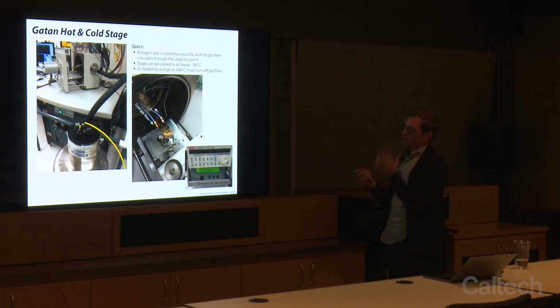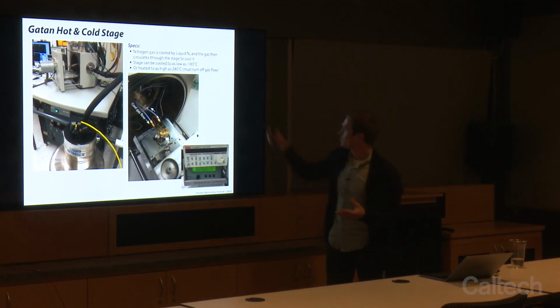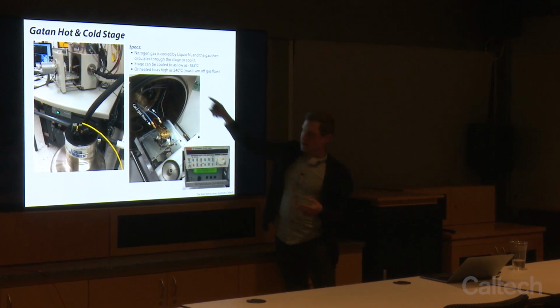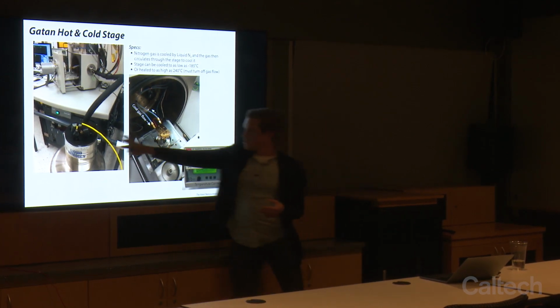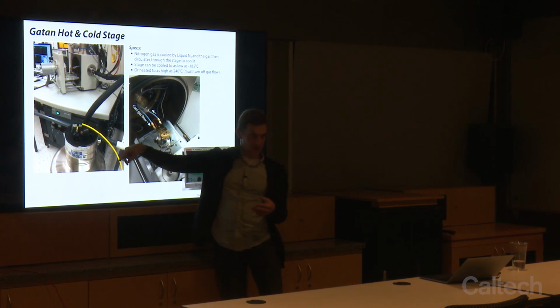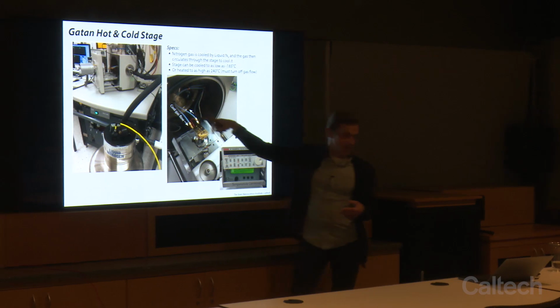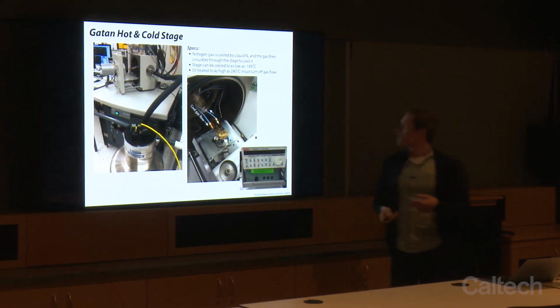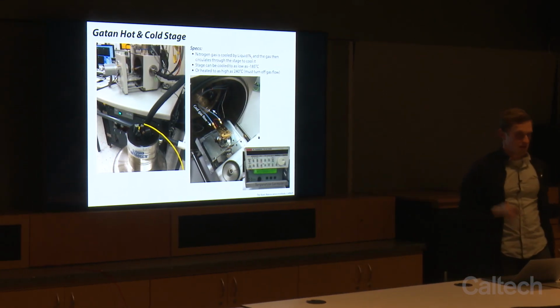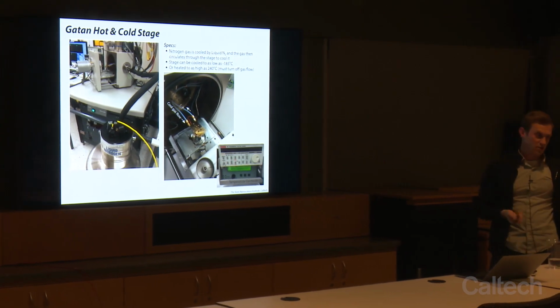We have a hot and a cold stage, so we can both heat up the stage, I think, to 240 C, and we can use liquid nitrogen to run nitrogen gas through it, like a heat exchanger, which cools down the gas. That gas flows through the stage, and it can cool it down to negative 185 C. So you can use this as a way to image your specimen at high or low temperature.